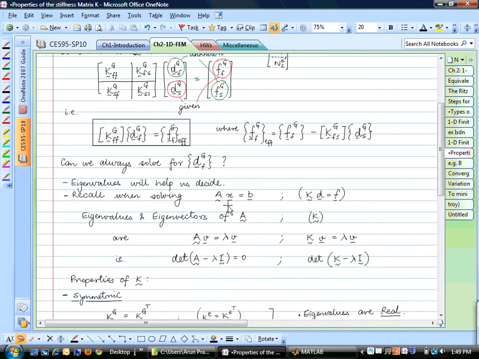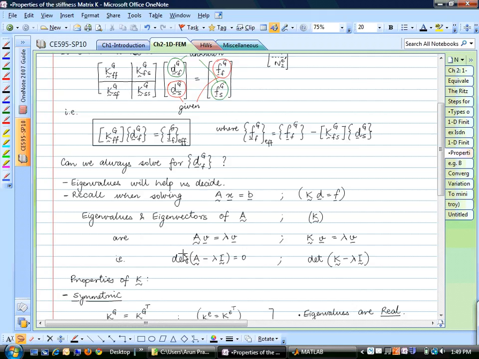Okay, so this is the same equation that we had just now, and we are trying to solve this equation. Finding the eigenvalues and eigenvectors of A will give us an idea of whether this system is singular, whether this can be solved or not. So how many of you remember how to solve for eigenvalues and eigenvectors?